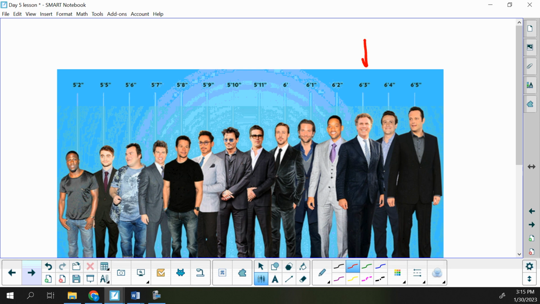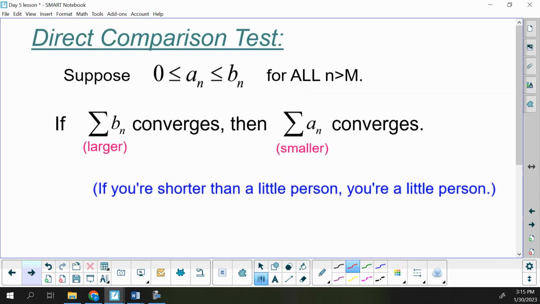If we consider Will Ferrell to be tall, anyone bigger than him would also be considered tall. If we consider, say, Tom Cruise to be short, anyone shorter than Tom Cruise would also be short. But if we know someone is bigger than Tom Cruise, that alone does not allow us to classify them at all. So those are just two examples to represent the direct comparison test.